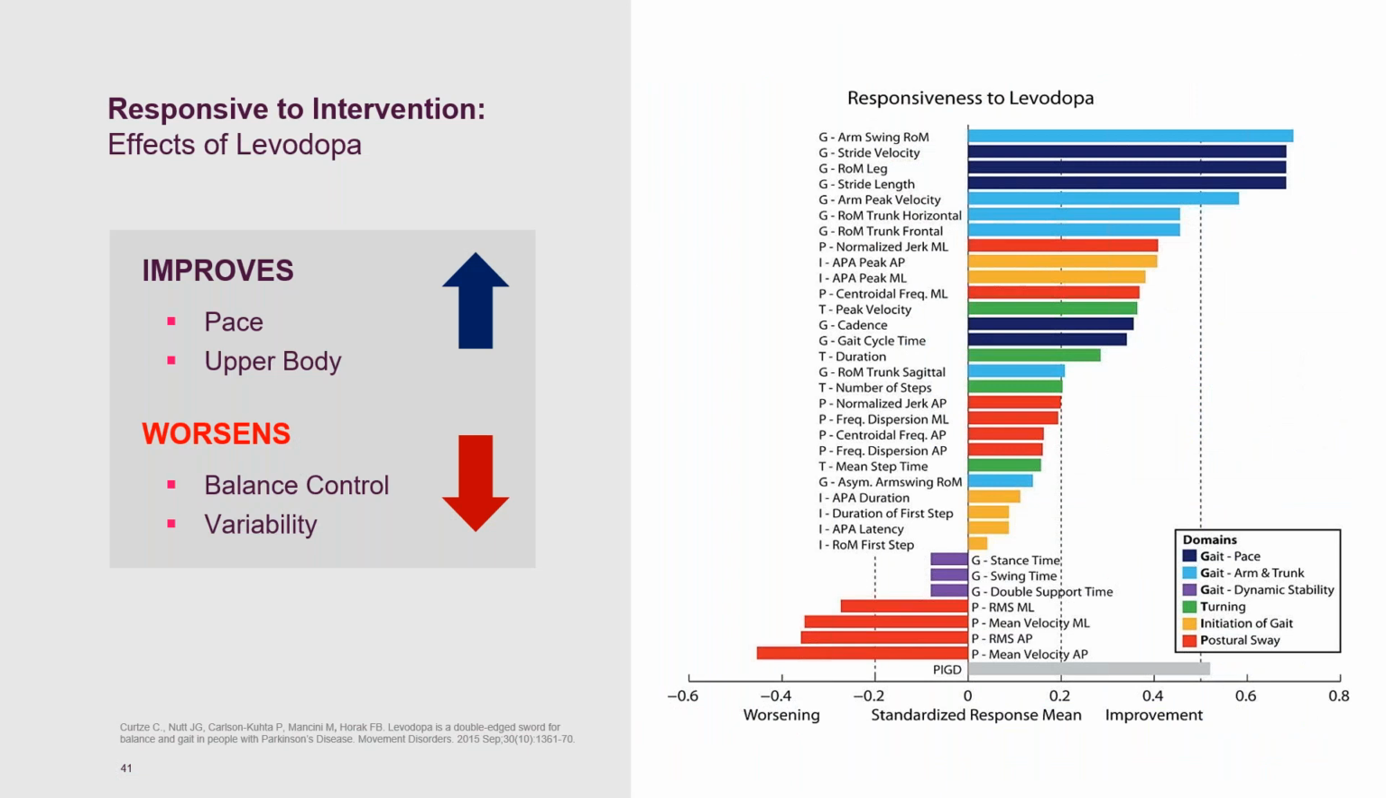So, effects of intervention. One of the classic interventions in PD is levodopa, right? So we want to understand the effects. PD is a hypokinetic movement disorder, so levodopa aims to improve that movement, right? It takes that smaller, slower movement, and we do see improvements in the size and the speed of movement. That is apparent here by the blue, improving pace and upper body measures. However, it does worsen some of that static balance control. So it is really important to assess these measures comprehensively to look at both efficacy and safety. Next slide, please.